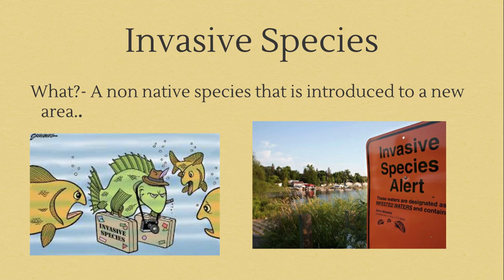An invasive species is a non-native species introduced to a new area. So when we say native, native species belong in a certain area. Non-natives are from somewhere else, okay? So like in this little cartoon, we have this kind of seedy looking guy over here, this little perch fish, and all the other fish are like, oh no, oh no. Because this perch is going to cause some problems, as invasive species tend to do.